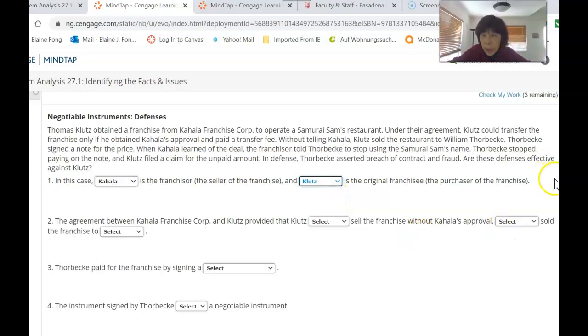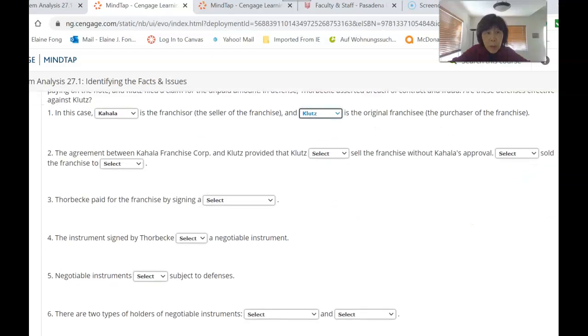All right, let's look at number 2. The agreement between Kahala Franchise Corp. and Klutz provided that Klutz could or could not sell the franchise without Kahala's approval. Could not, right? Could not sell the franchise without approval. What happened? Klutz, Kahala, or Thorbeck sold the franchise to which party? So Klutz did sell, okay? And who did he sell to? He sold to William Thorbeck.